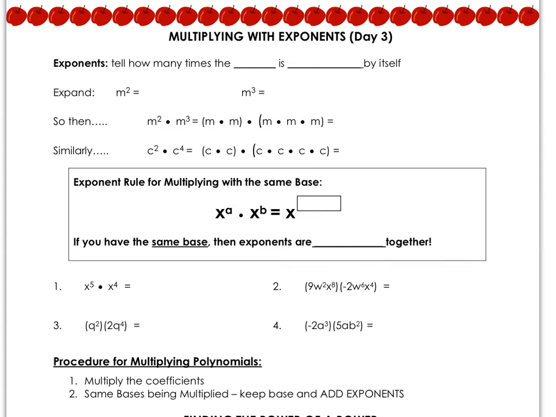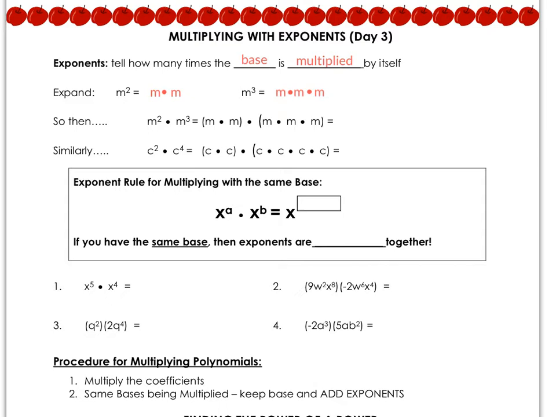Okay, in this video we're going to be talking about multiplying with exponents. This is day 3. Exponents tell how many times the base is multiplied by itself. So we can do this by expanding. m squared looks like m times m. Similarly, m cubed can be expanded by writing m 3 times, m times m times m.